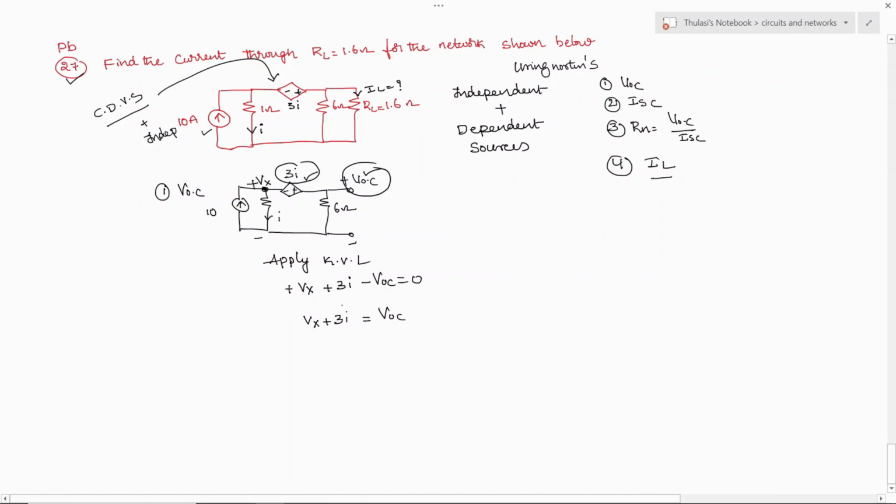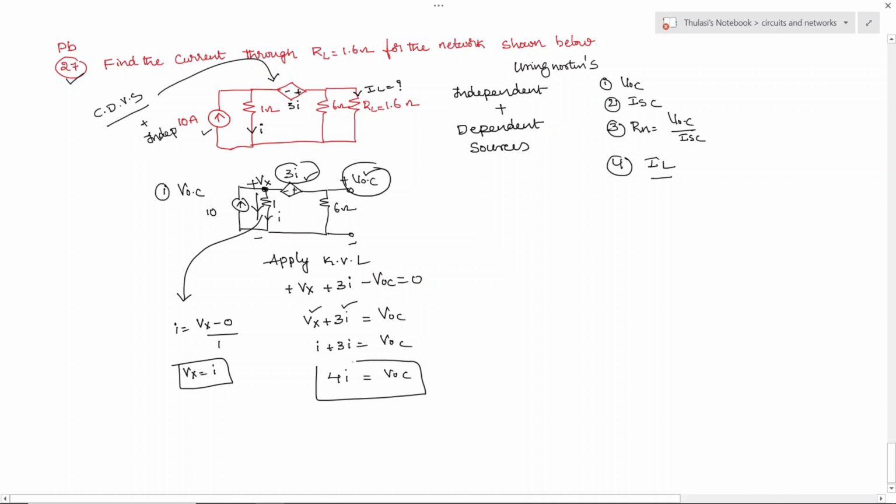So to find this VOC, I is unknown as well as Vx is also unknown. But from the problem itself, I can write down how to write down this current I. Current I is equal to Vx minus 0 by 1. Okay, so I can confirm that Vx is equal to I. So the value of Vx and I both are same. So I am going to get I plus 3I is equal to VOC. So therefore VOC is equal to 4I.